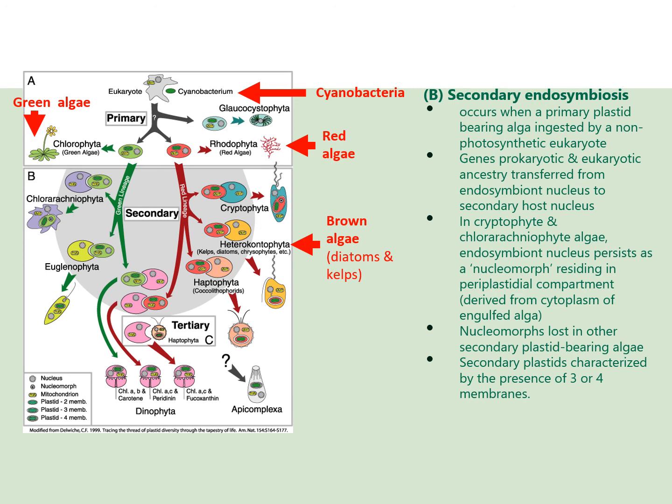The nucleomorph has been lost in other secondary plastid-bearing algae, and these secondary plastids are characterized by the presence of three or four membranes.